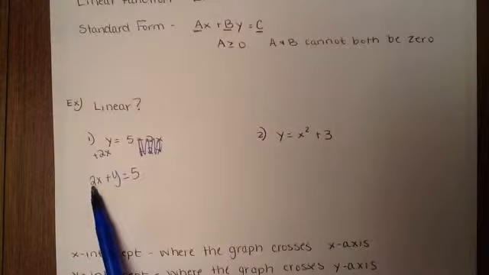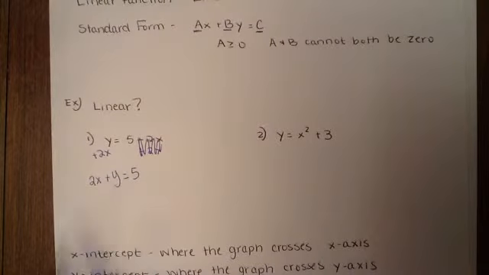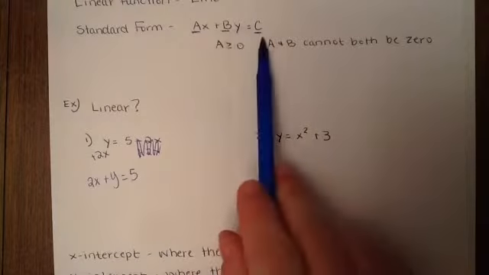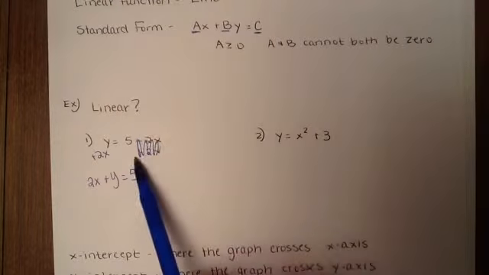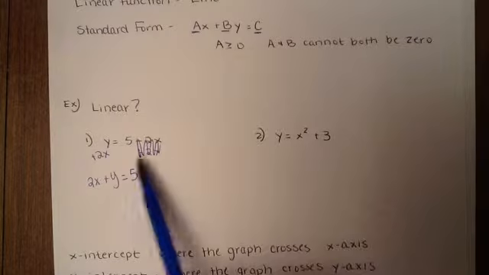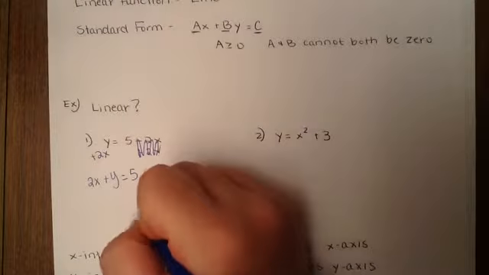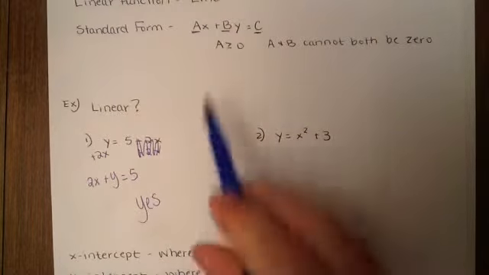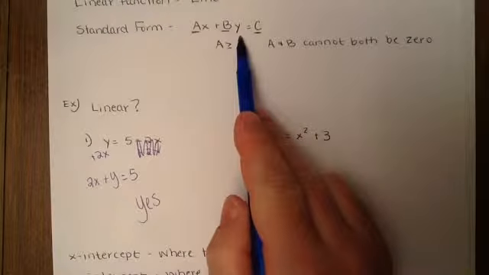A is bigger than 0, and these two are not 0 at the same time. Do I have it in standard form? Yes. So is this linear? Yes. I can write it in standard form. So it is yes, linear.